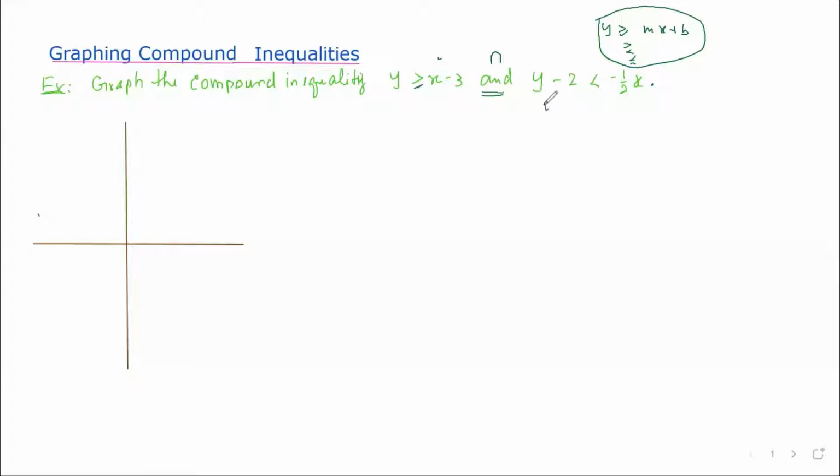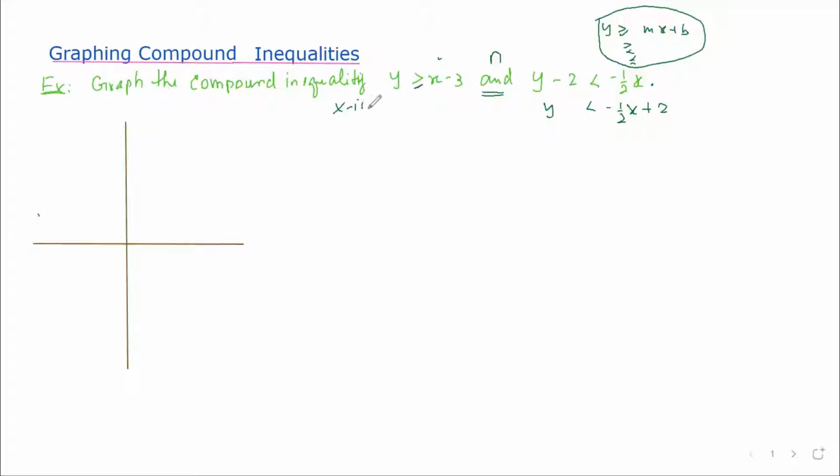So I move this: y less than negative 1 over 2 x plus 2. Okay, so we have it in the pattern already. The next step is to find the x intercept and the y intercept.